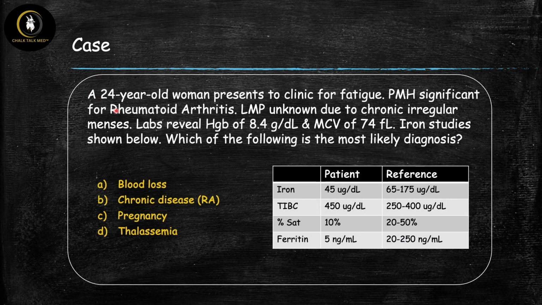All right, let's start with our case. We have a 24-year-old woman who's presenting to the clinic for fatigue. Past medical history is significant for RA. Unknown last menstrual period because the patient has chronic irregular menses, and the labs show us that the patient is anemic right here with an MCV of 74. Iron studies are shown below. Which of the following is the most likely diagnosis? We will revisit this case at the end of our lesson. We will go through each of these choices and answer the question.